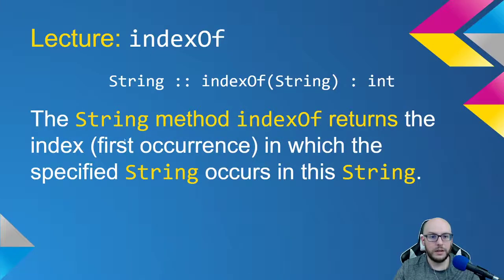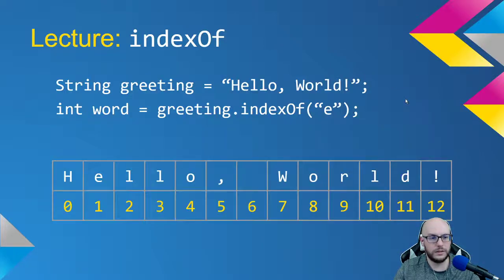Okay. That brings us to indexOf, the second method that I want to talk about today. IndexOf returns the index, that is the first occurrence in which the specified string occurs in this string. Okay, if I just look at the signature, indexOf is in the string class. This takes a string, it returns an int. Let's see how it works using some examples.